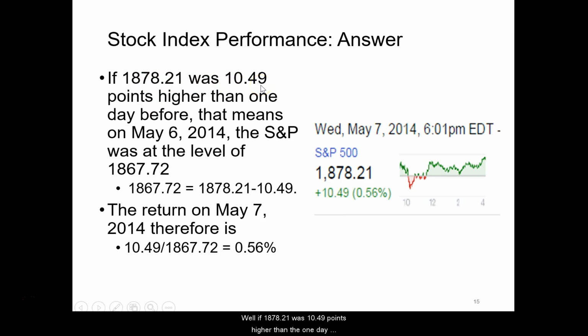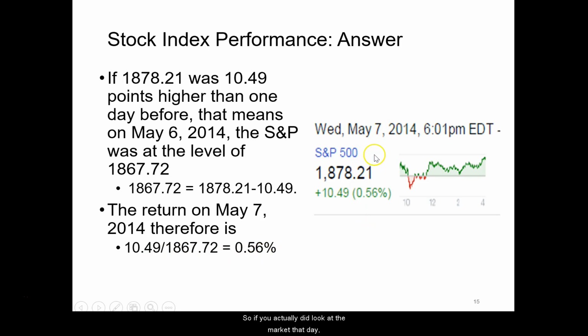Well, if 1878.21 was 10.49 points higher than the 1 day before, that means 1 day before the S&P 500 was at the level of 1867.72, which is 1878.21 minus the 10.49 points. So 1867.72 was where the S&P 500 was on May 6th. So then the return on May 7th is how much the market has moved up, the 10.49 points, over the base level, which is the May 6th level. So that's about 0.56%.